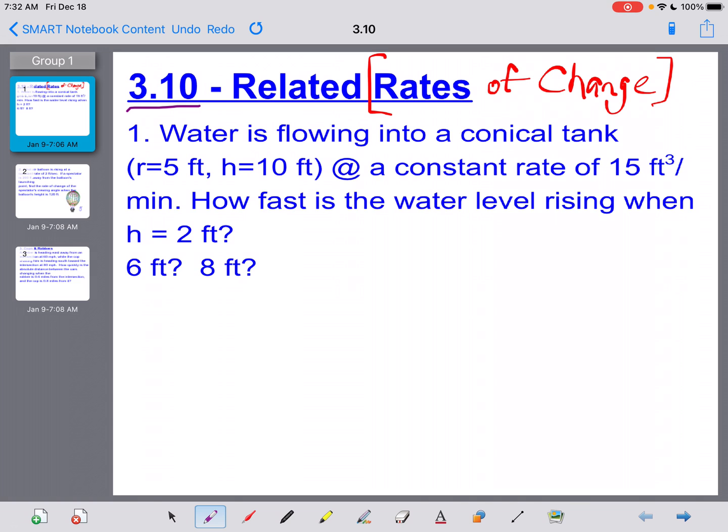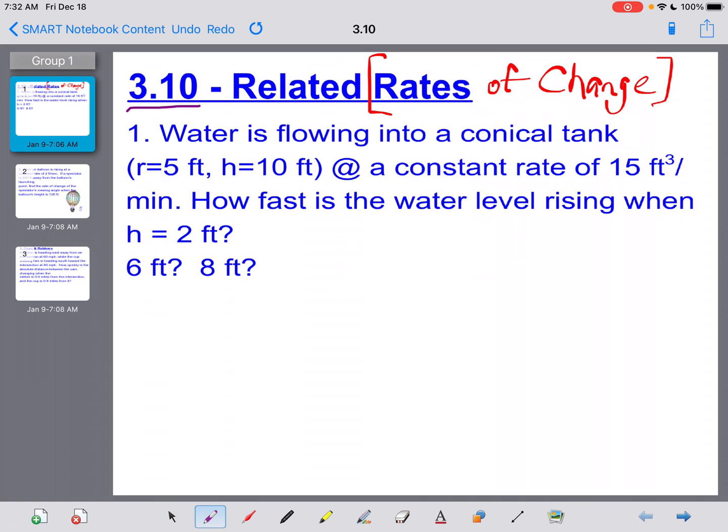Okay. All that talk isn't really going to help us understand very much what's going on, so let's dive into our first example. What's going on here, guys? Water is flowing into a conical tank, meaning a water tank in the shape of a cone with a radius of 5 feet and a height of 10. So we're talking about a pretty big cone here, guys, maybe something in a factory or a gas tank or something like that. And water is flowing in at a constant rate of 15 cubic feet per minute.